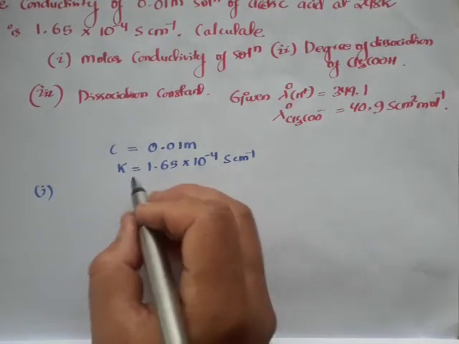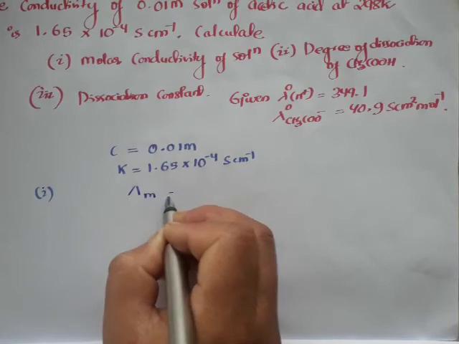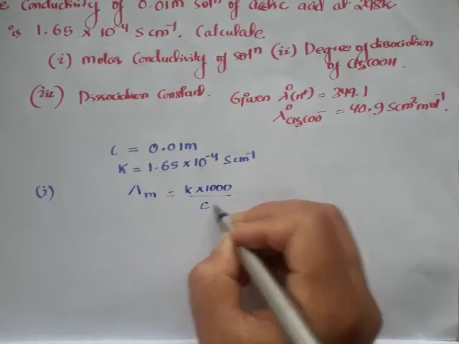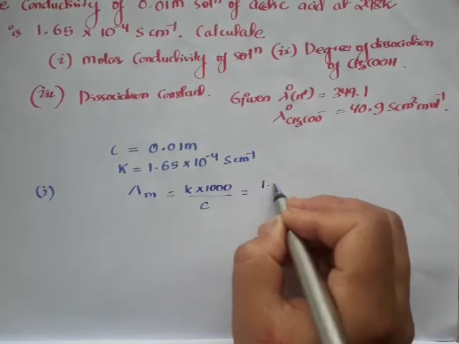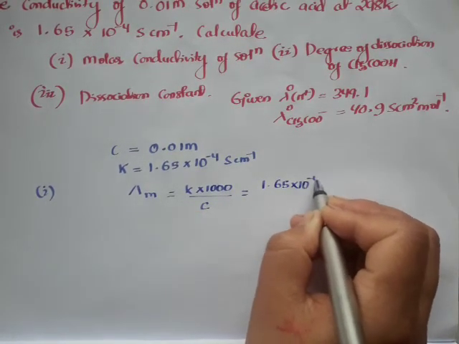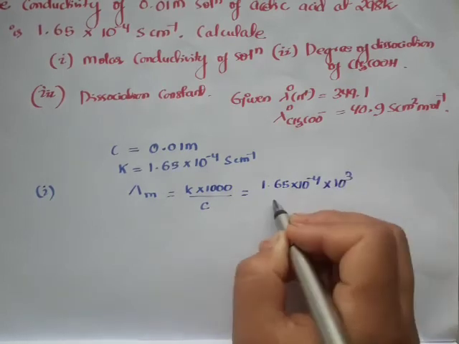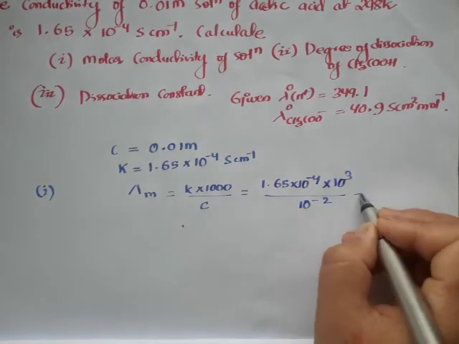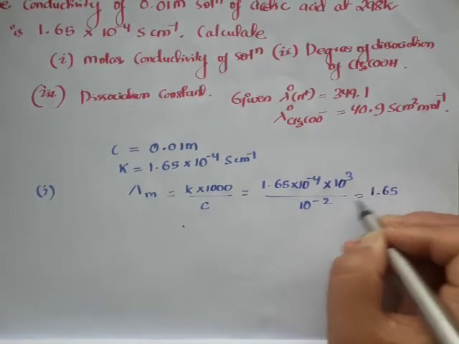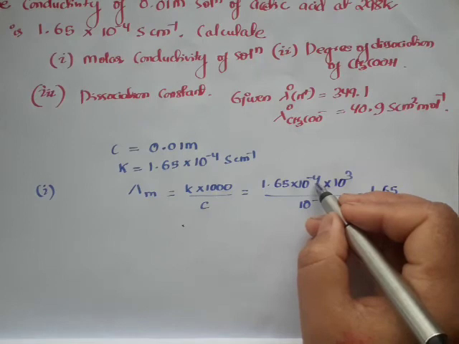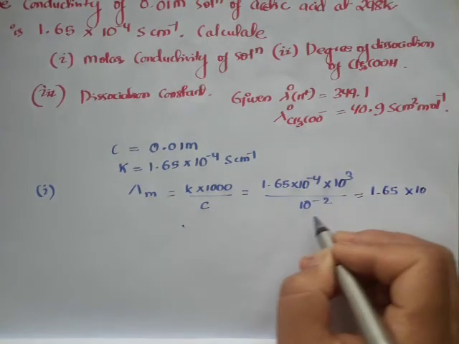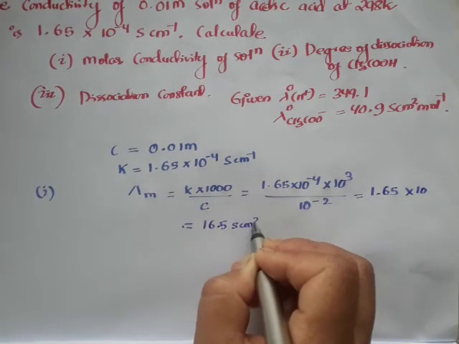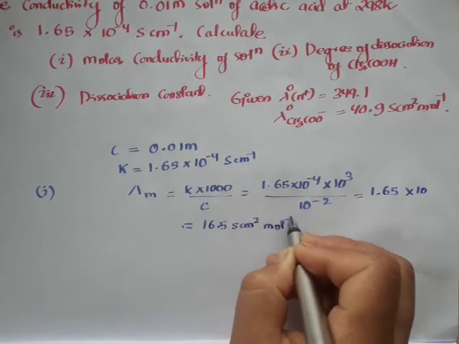and the conductivity is 1.65 into 10 to the power minus 4 Siemens per centimeter. Now what is molar conductivity? It is kappa into 1000 divided by concentration, right? Here kappa is 1.65 into 10 to the power minus 4, into 10 to the power 3, divided by 10 to the power minus 2. So you will get lambda m as 16.5 Siemens centimeter square mole inverse.